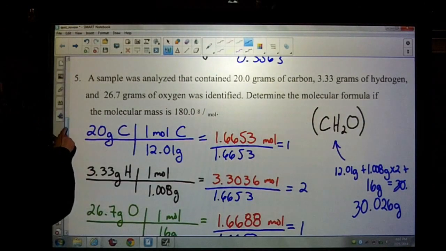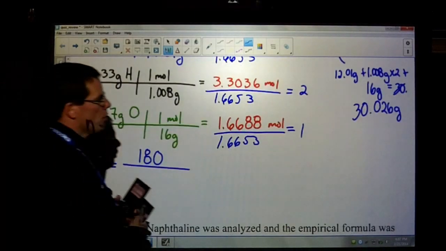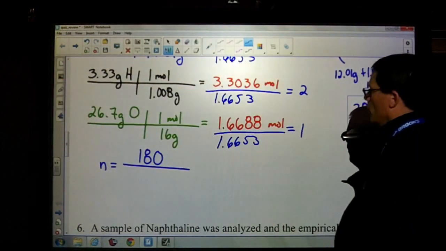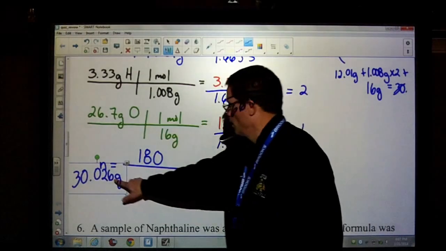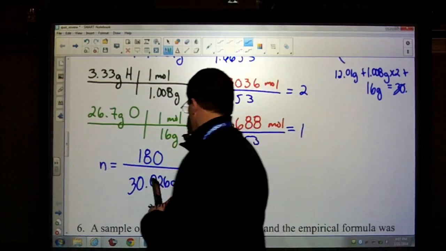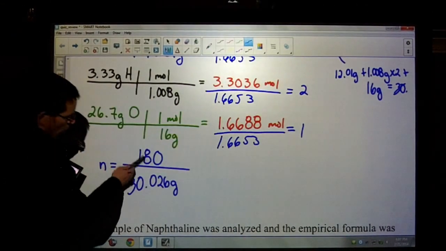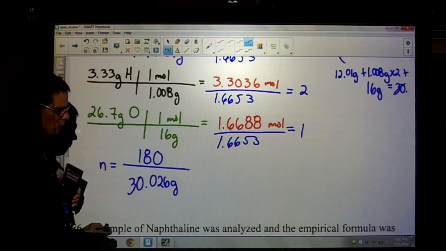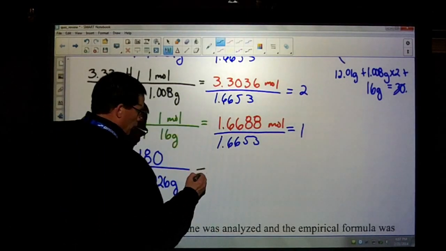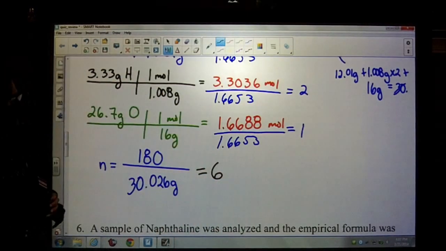So what I want to do with that is take that 30.26 grams, bring it over here. Okay, and then we're going to find out how many times that's divided. Now, 180 divided by 30, hopefully you're all going to say, oh yeah, it's a 6. And it's very, very close to 6.